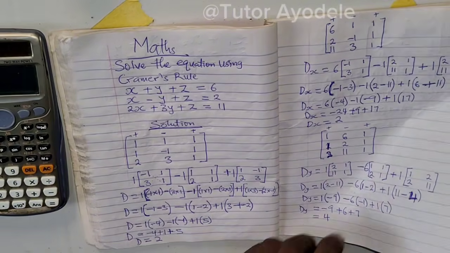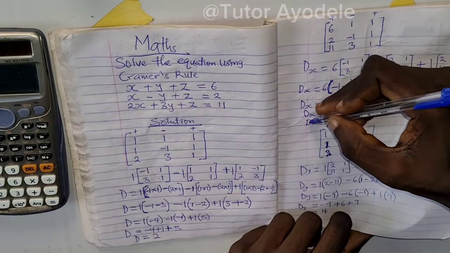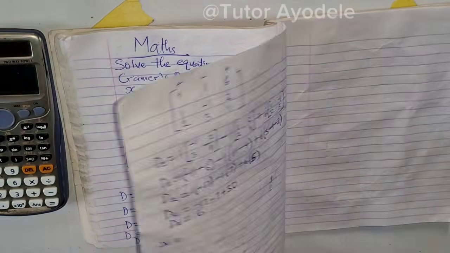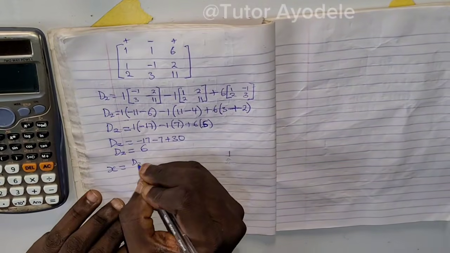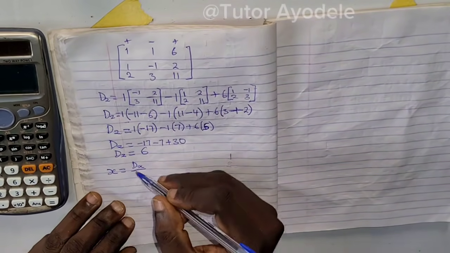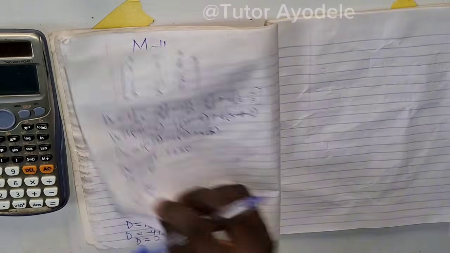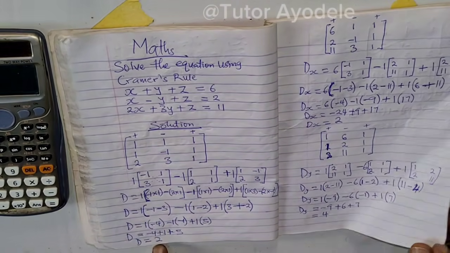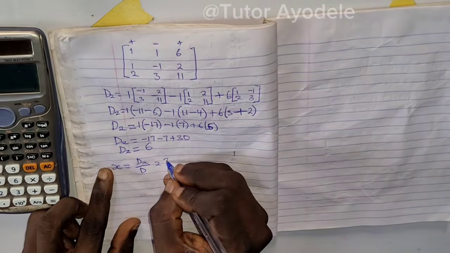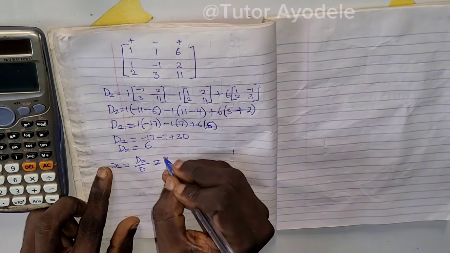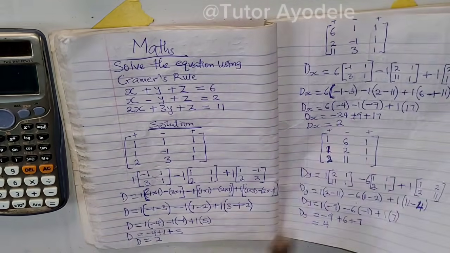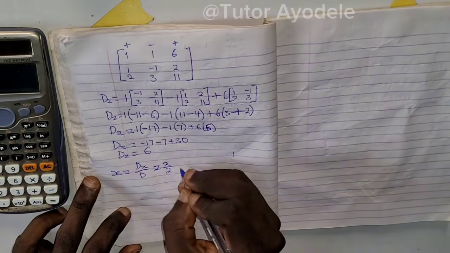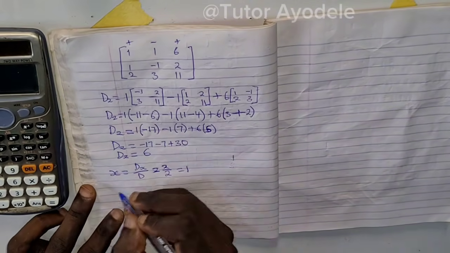So for x now, come to the determinant of x. That will be the x over d. What does the x stand for? The x stands for determinant of x, which is 2, over this determinant himself, which is 2. So 2 over 2, which is equals to 1. So x is equals to 1.